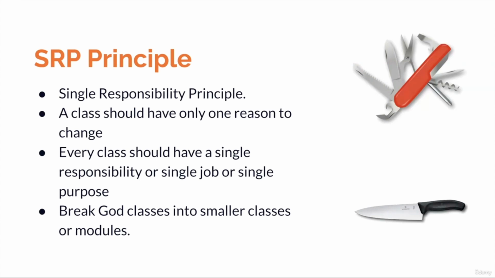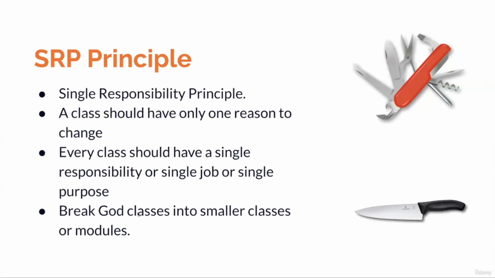There should be no more than one reason for which a class is changing. In a way, it says every class should have a single responsibility, a single job or a single purpose. So if that purpose or that job is changing, then only that class will change. If something else is changing, then there's no reason for that class to change. So it basically tells us to go away with those god classes.